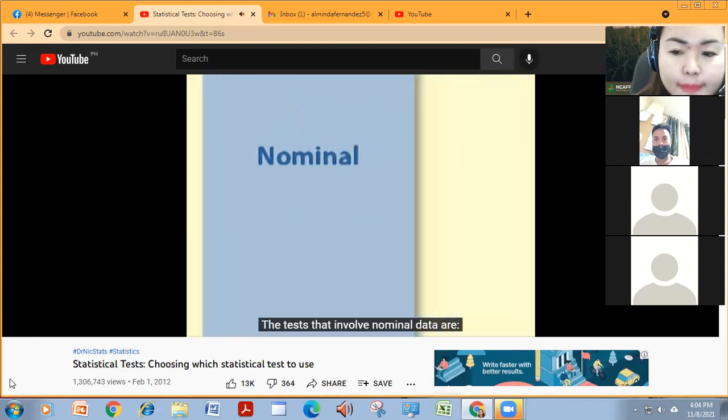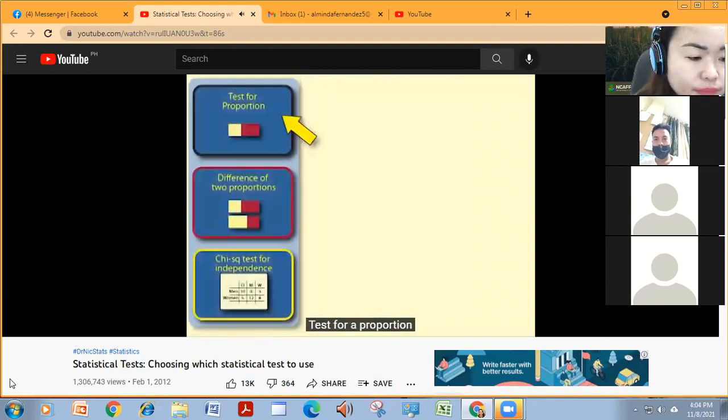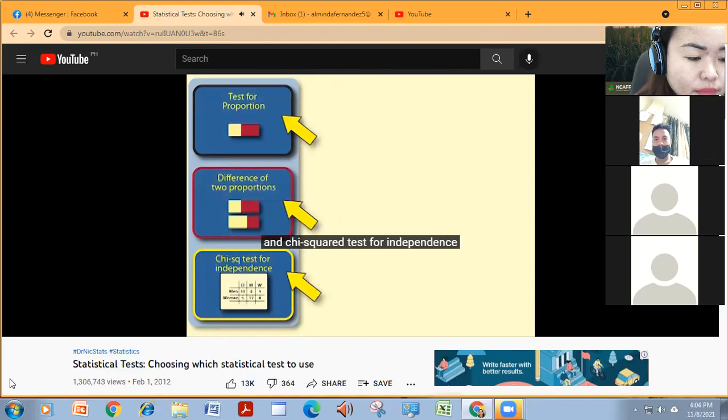The tests that involve nominal data are test for a proportion, difference of two proportions, and chi-squared test for independence.